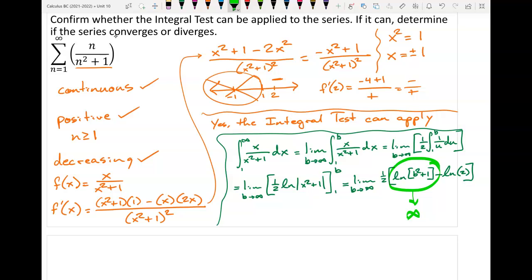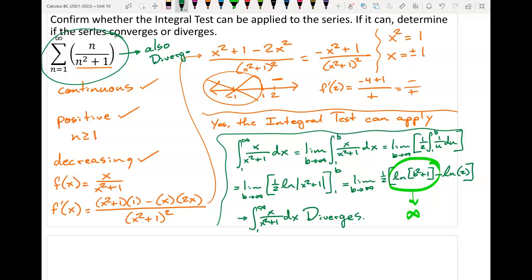So this diverges, okay? So the integral, and let's actually just write the integral. So the integral from 1 to infinity of x over x squared plus 1 dx diverges. Now, what does that tell us about the original series then? That also diverges. So we can go back and now say that this original series also diverges. Okay? And that is the integral test.